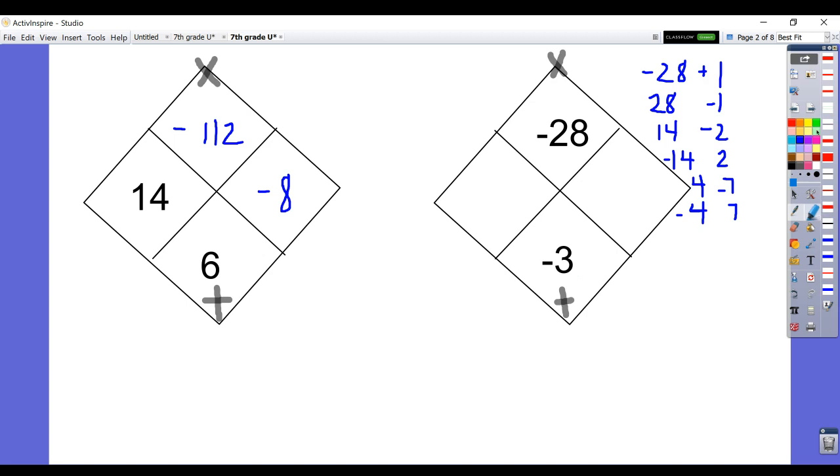And hopefully the one that jumped out to you, the correct one, is this one. 4 and -7, and the order doesn't matter, so you could put the 4 here and the -7 here, or you could switch them. But those are the two values that will add to give you a -3 and multiply to give you a -28.